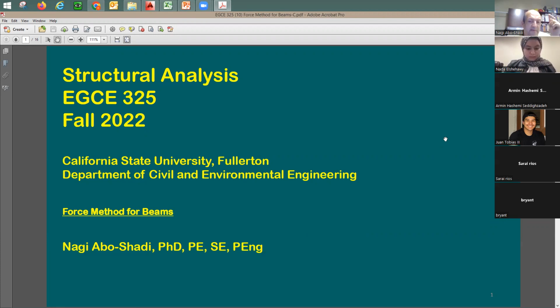So I'd like to go back to determinate versus indeterminate, because this is going to help us understand what this force method for beams is about, what the purpose of having it is, and what's going on here.